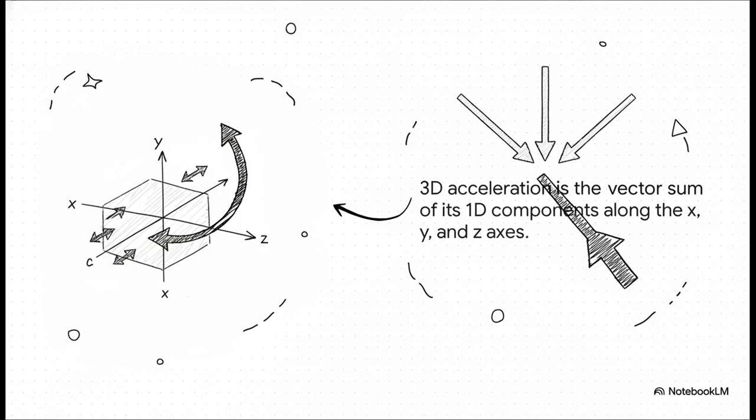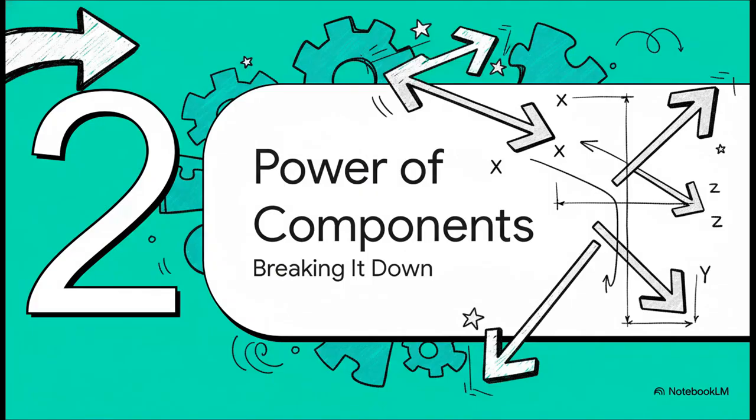This image here just perfectly captures the big idea. You see this complex-looking arrow in 3D space? Don't let it fool you. It's really just three simple one-dimensional accelerations, all added together. One for the x-axis, one for the y, and one for the z. And that simple idea is the key to everything. And that brings us to what I think is the most powerful trick in all of vector physics, breaking things down into their components. This is the secret weapon that makes problems that seem impossible suddenly become manageable.